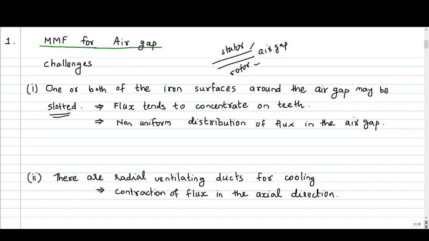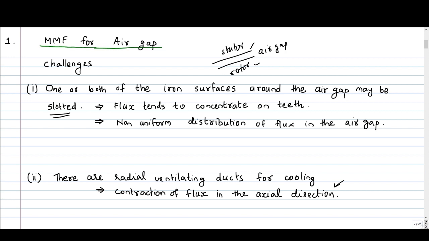For the time being, flux tends to concentrate on the teeth. So it results in non-uniform distribution of flux in the air gap. Basically, a slotted armature results in non-uniform distribution of flux in the air gap. Then the second challenge is, there will be radial ventilating ducts provided in machines for cooling. Because of the presence of radial ventilating ducts, there will be a contraction of flux in the axial direction. This also we will see in detail.